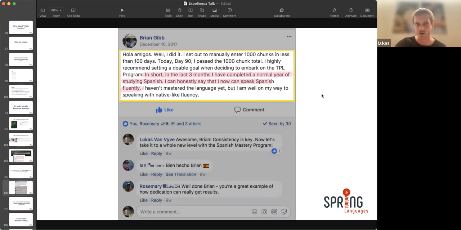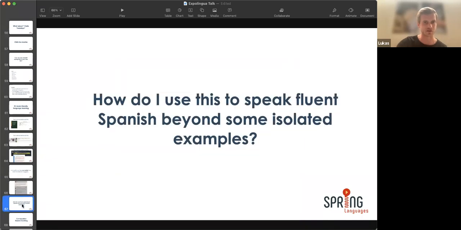So I hope you see the value of learning chunks now and learning this way instead of focusing exclusively on words and grammar. I'm not saying you shouldn't focus on grammar at all, but at least using these chunks can help you a lot with speaking more fluently, thinking less about grammar while speaking.